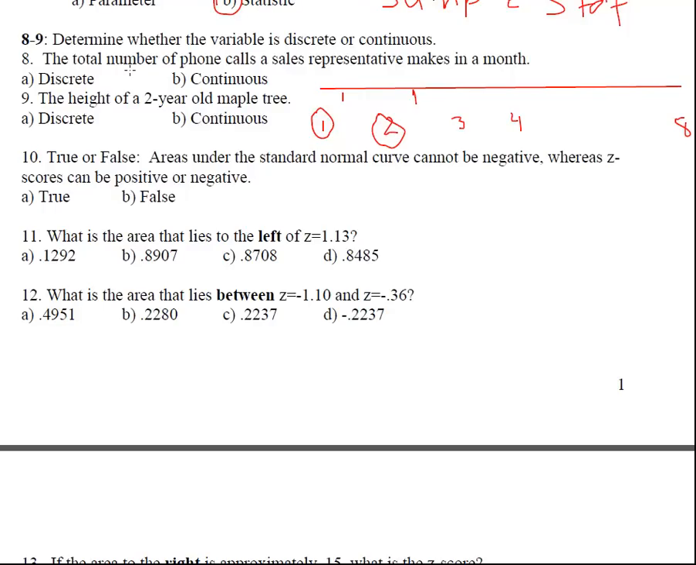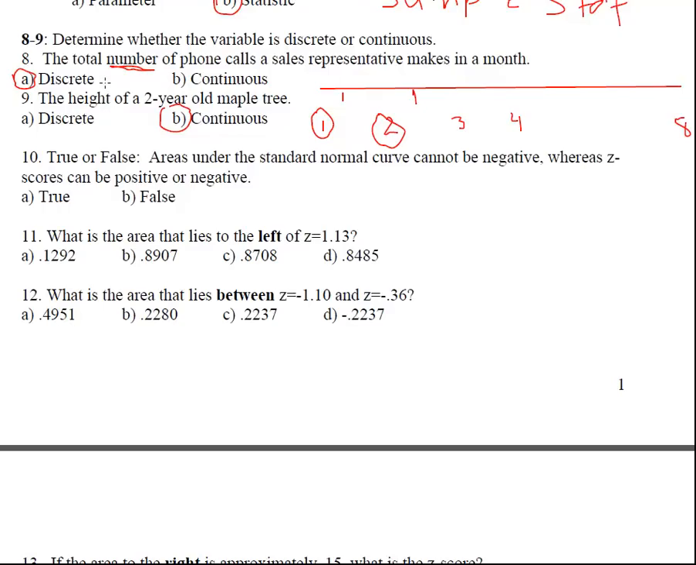All right, and so the total number of phone calls. A lot of times when you see the word number, that's a count. That might clue you in on the fact that it's discrete. The total number of phone calls would have to be a whole integer. You can't make 1.35 phone calls, and so that's discrete. And height is a measurement of a 2-year-old maple, and so certainly that doesn't have to be a whole number, so that would be continuous. You see, this is a count, counting the number of phone calls, whereas this is a measurement. I'm measuring a tree.